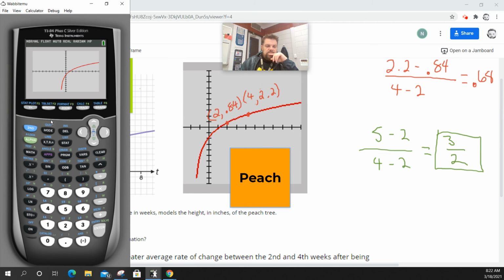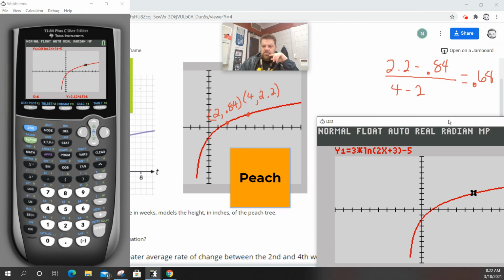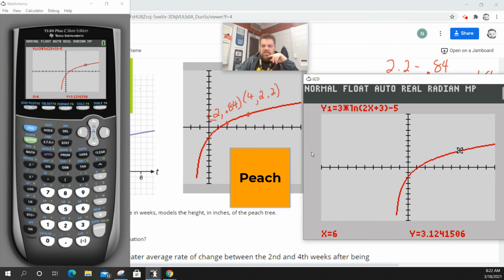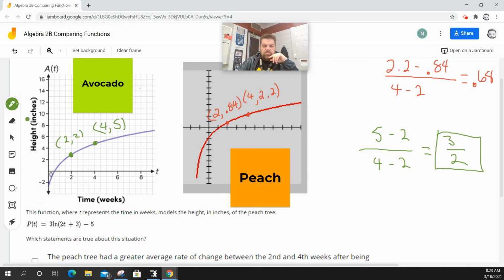So we go back to the graph and I hit trace again. And I'm going to say 6. Again, that's a decimal of some sort. There you go, so you can see it. So what does that tell me? That it's 3.1, right? So when x equals 6, it's 6 comma 3.1.